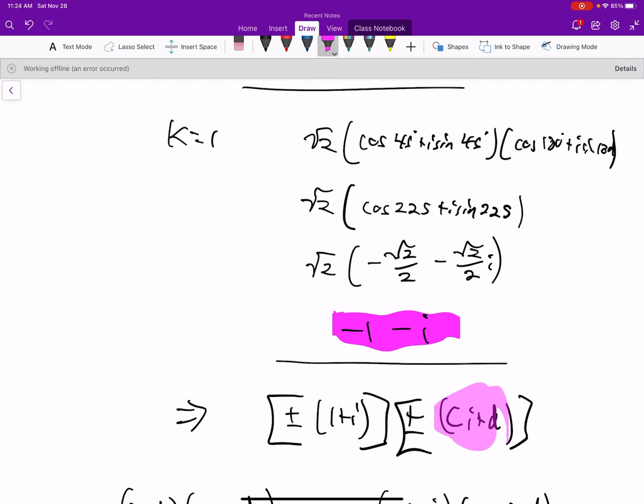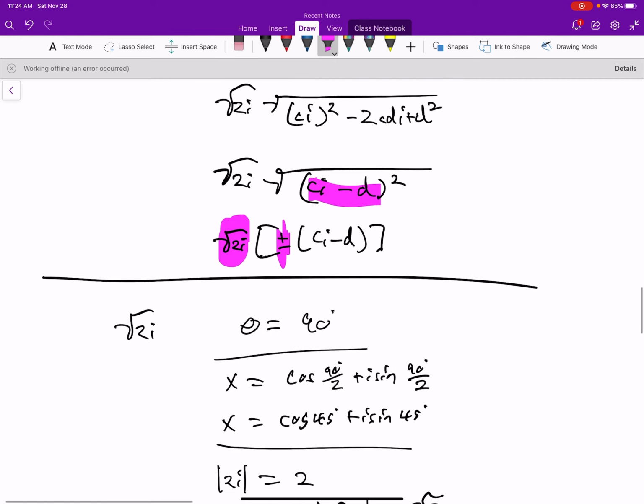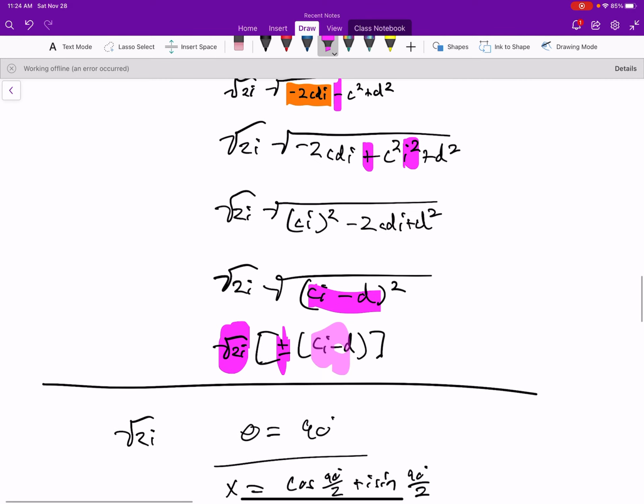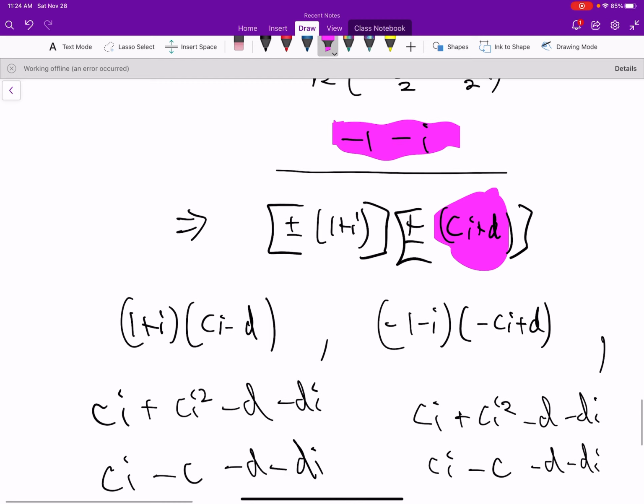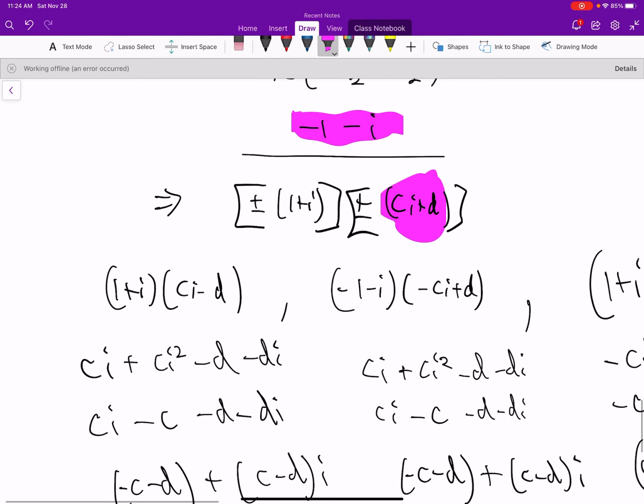So from here, it's the plus or minus ci plus d. Right here, plus or minus ci plus d. And then from the root 2i, we get positive and negative i plus 1. So this one. So what I do is I just break it apart into all the pieces.